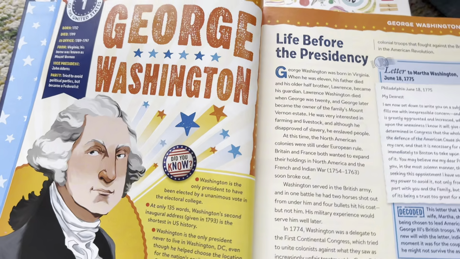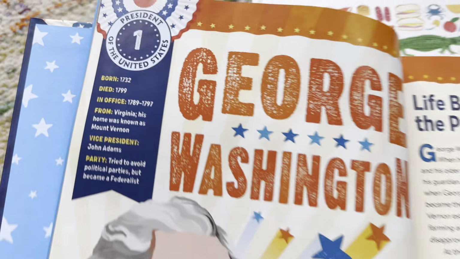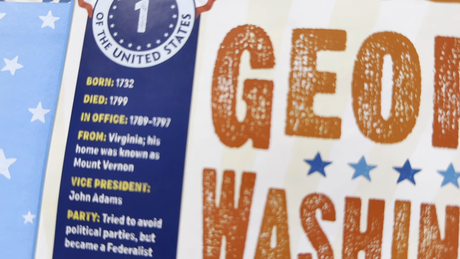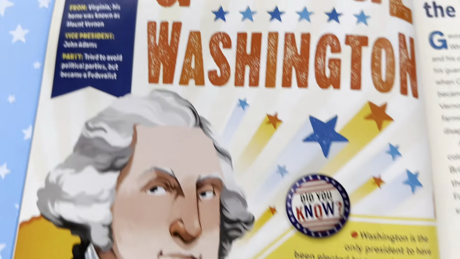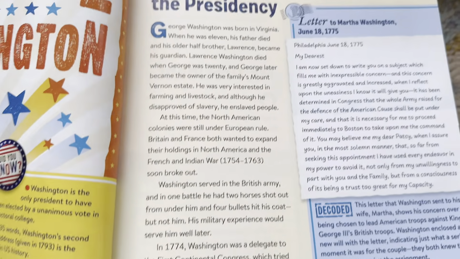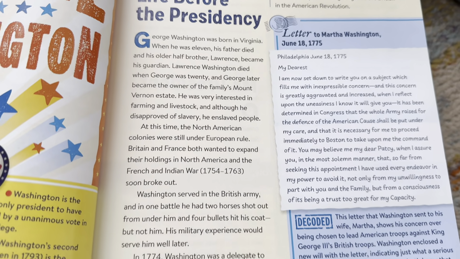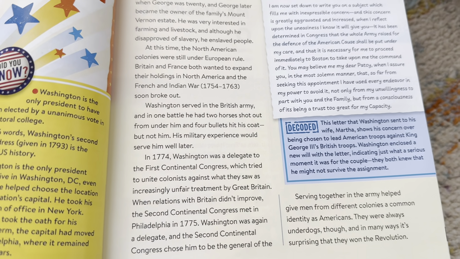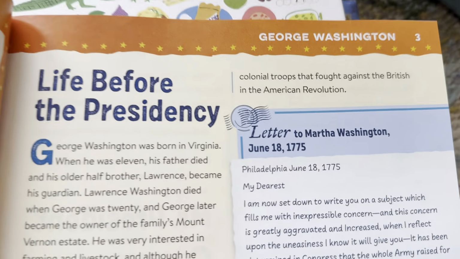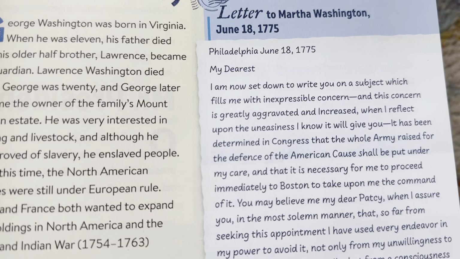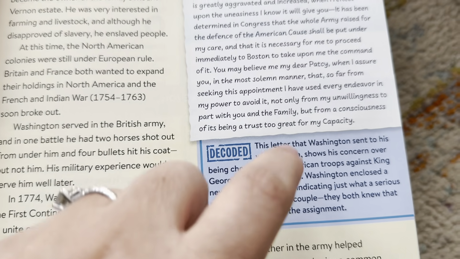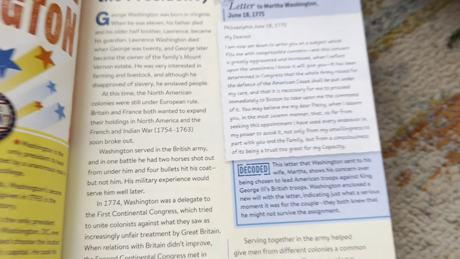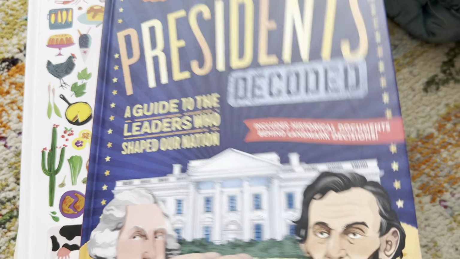So all the biographies are short. Here you have George Washington, and over here on the left, relevant facts: what party he belonged to, birth, death, where he was from. But I feel like the information being given in here is different, more engaging, and not the same old that you normally see. You have a letter in here that he wrote to Martha Washington in 1775. And then this decoded part is interpreting it, which is why it's called The President's Decoded, you know? And I think that is really cool.